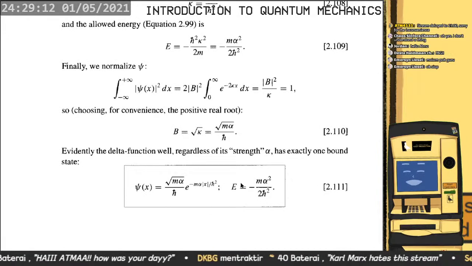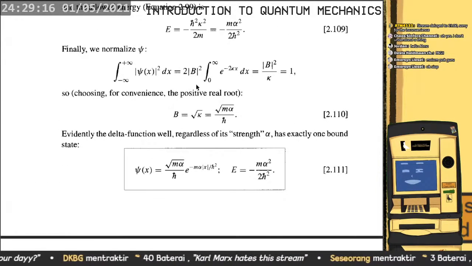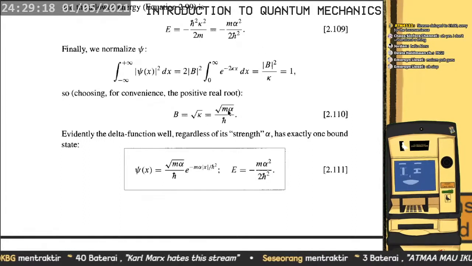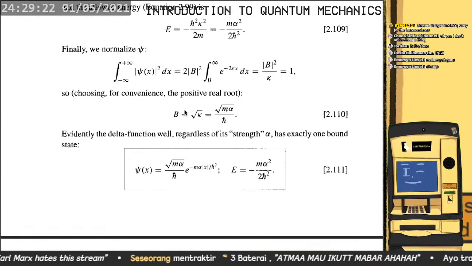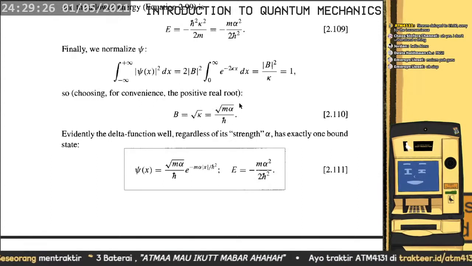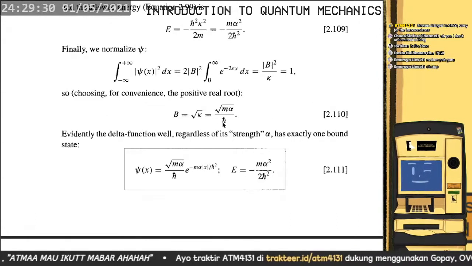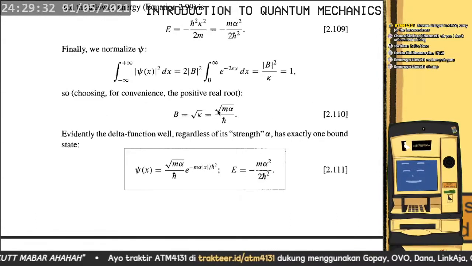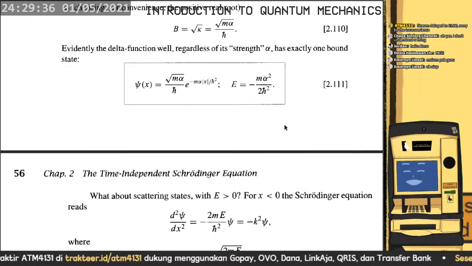So this page is basically full of equations. Finally we normalize ψ. B equals the square root of kappa, which equals the square root of m alpha over Planck constant. Evidently, the delta function, regardless of its strength alpha, has exactly one bound state.